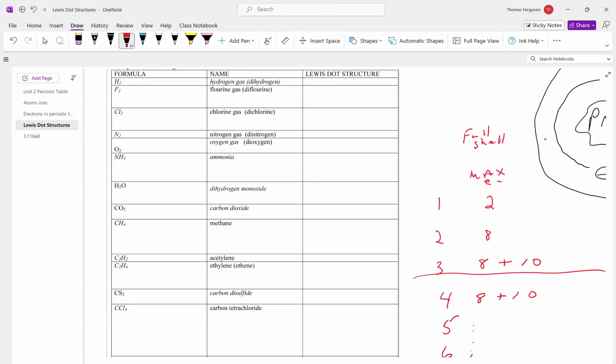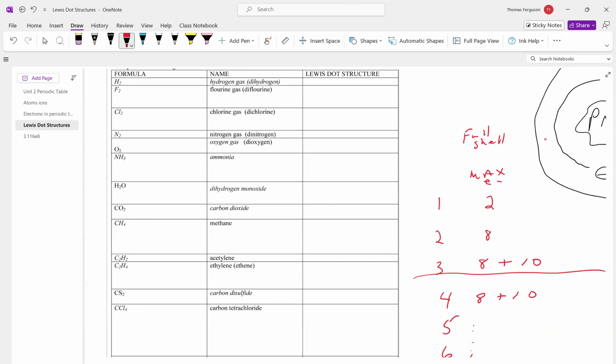Because the innermost one, the full shell, is only 2. So octet doesn't apply to that one either. It only applies to 2 and 3. And even 3 doesn't work. So a lot of times textbooks will talk about octets. Here we're going to talk about full shell.